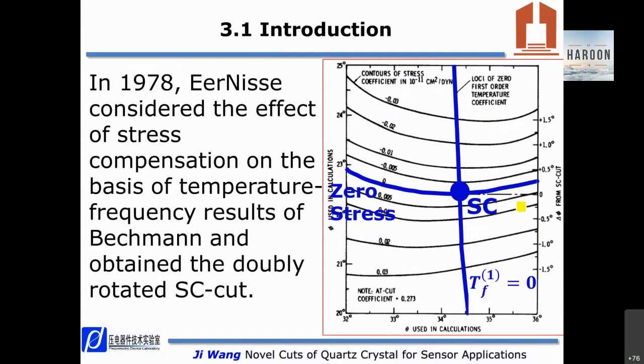One of the important orientations people found during the process was the SC cut. SC cut today is a very popular orientation used to make high precision resonator sensors. I think for some mission critical applications, like you can find from the internet on atomic clocks, basically we use the SC cut crystal. But then, as I said, it is from the study of the thermal properties of quartz crystals.